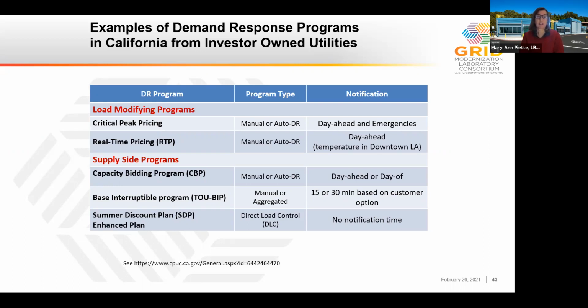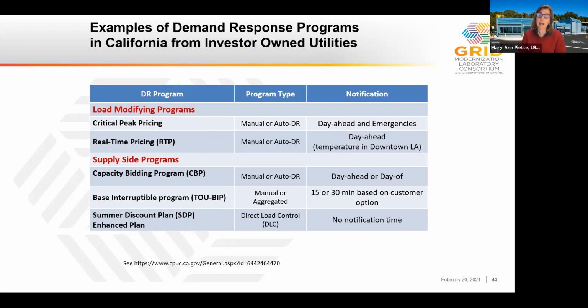The SoCal Edison RTP is a temperature-triggered RTP. So you can see it's triggered on the temperature in downtown Los Angeles. CPP overall is triggered on temperature. So it's a day-ahead program, and there's some sort of emergency system conditions as well.